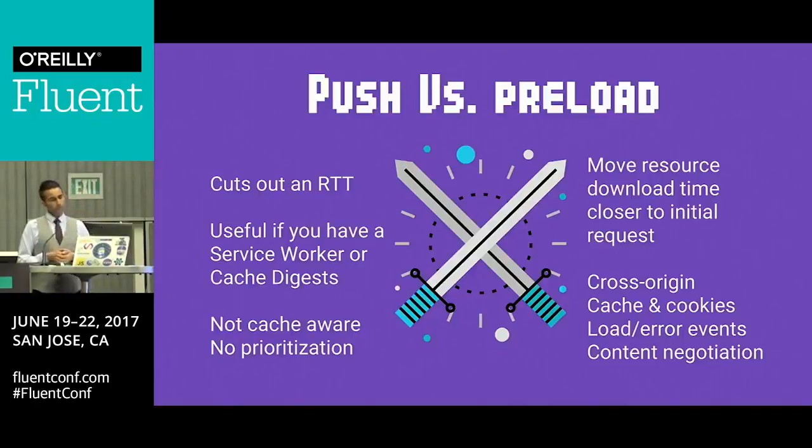So push versus preload. Push is able to cut out an RTT. It's useful if you have service workers, or at some point in the future we have that notion of cache digests. But it doesn't really have quite the same level of prioritization or cache awareness that we would like. Preload allows us to move resource download time closer to the initial request. It's cross-origin, it's got load and error events, it's got content negotiation support. In general, I found preload to be a relatively low-friction thing to experiment with. H2Push does have a lot of gotchas. It does require an amount of experimentation and understanding of those gotchas before you ship it to production.